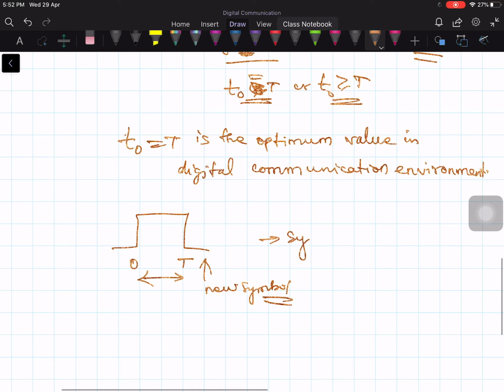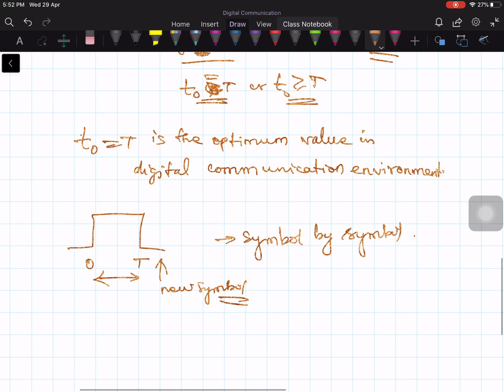Symbol by symbol demodulation. That means you look at one symbol at a time, sample the output at the right instant, that is T naught equal to capital T seconds. Then wait another T seconds, again sample it and take the decision. So therefore it is symbol by symbol demodulation.